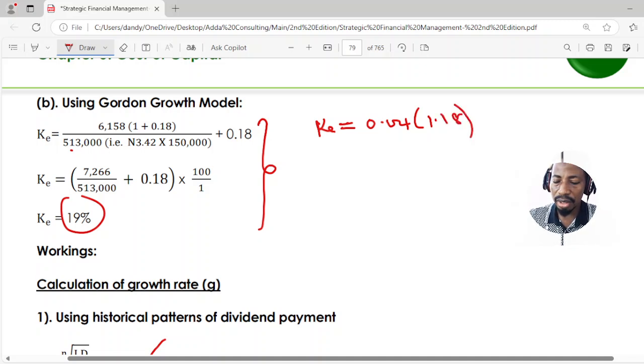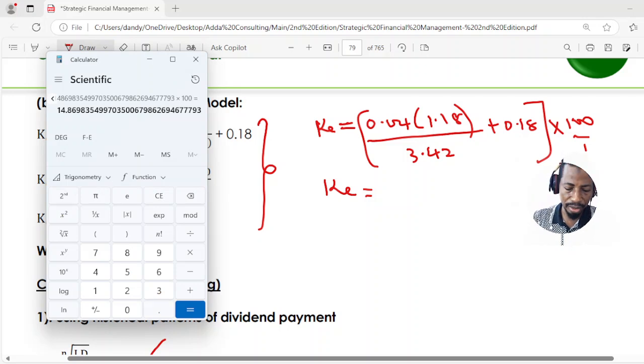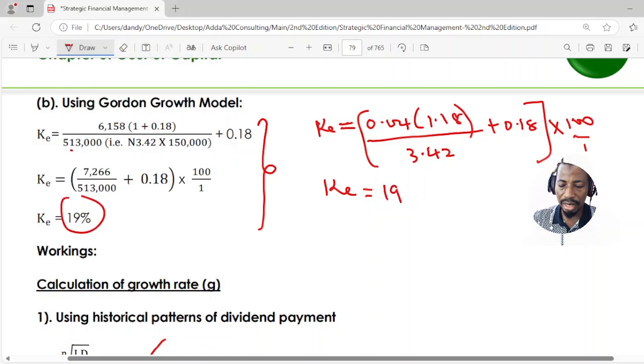So 1.18 divided by the share price of 3 naira 42 kobo, plus the growth rate of 0.18, all of this multiplied by 100 over 1. I should have the same thing as 19%. So 0.04 multiplied by 1.18, divided by 3.42, plus 0.18, multiplied by 100%. That's 19.38, approximately 19%.